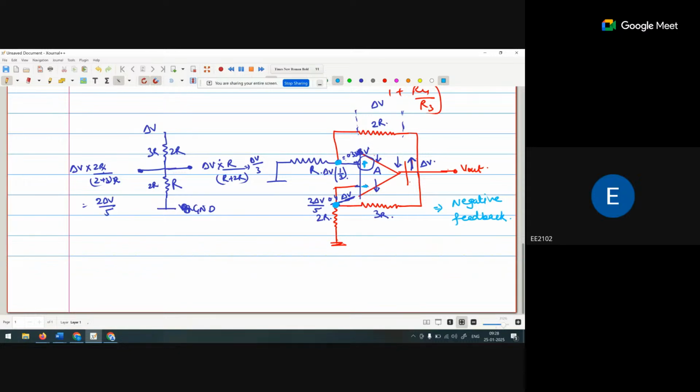Any doubt? Similarly, I think the professor used these terminals, that is 10R, that is R, sorry, R and 2R. So we calculate the voltage. I just consider that this is the V1 voltage. So what is the value of V1?